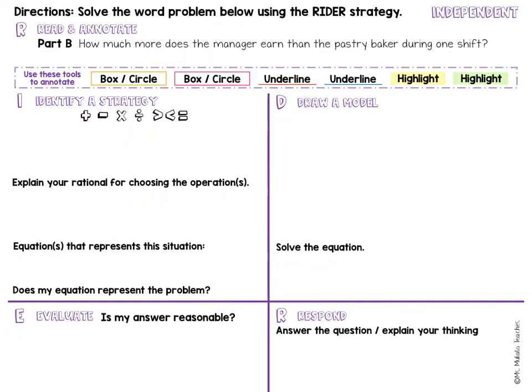The slide following where you type in your answers is marked as independent. This is part B. You will do this part independently. Because this problem asks, how much more does the manager earn than the pastry baker, you're going to need to get those amounts that they each made from part A. Okay, and this is just talking about one shift. So in the other problem, it told us how much they made each hour. You need to figure out how much they make in one shift and the difference.